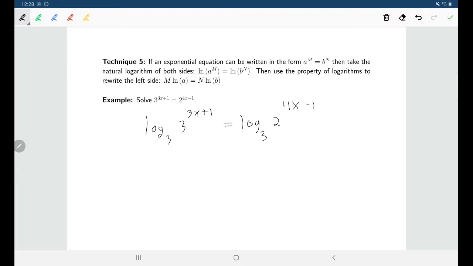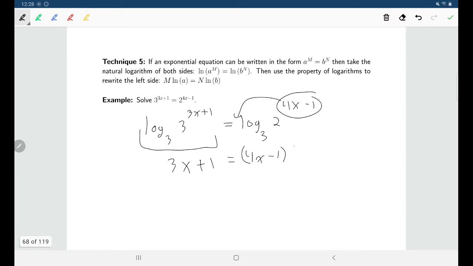And that does some nice things on the left side. Since 3 and log base 3 are inverses of each other, log base 3 of 3 to some power should just leave you with whatever that power is. And on the right side, the power would come down in front. Then all we would have to do is expand the right side, isolate the x, and solve for x. So this was taking log base 3 of both sides.